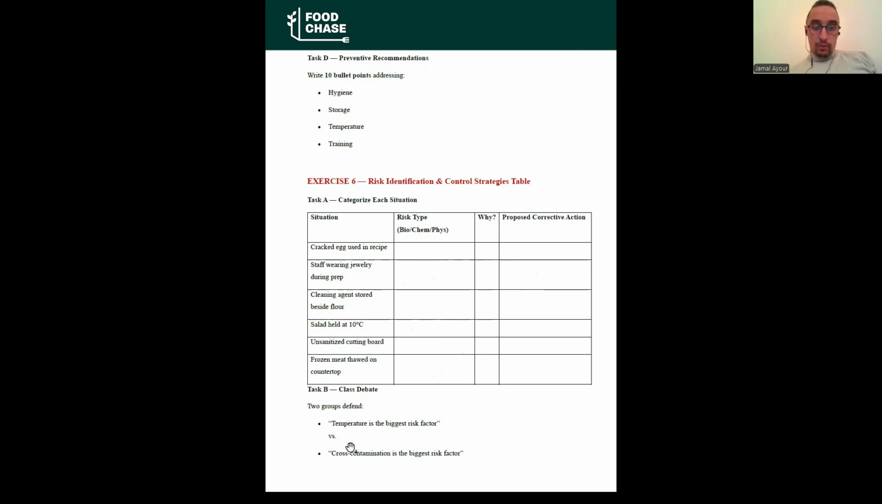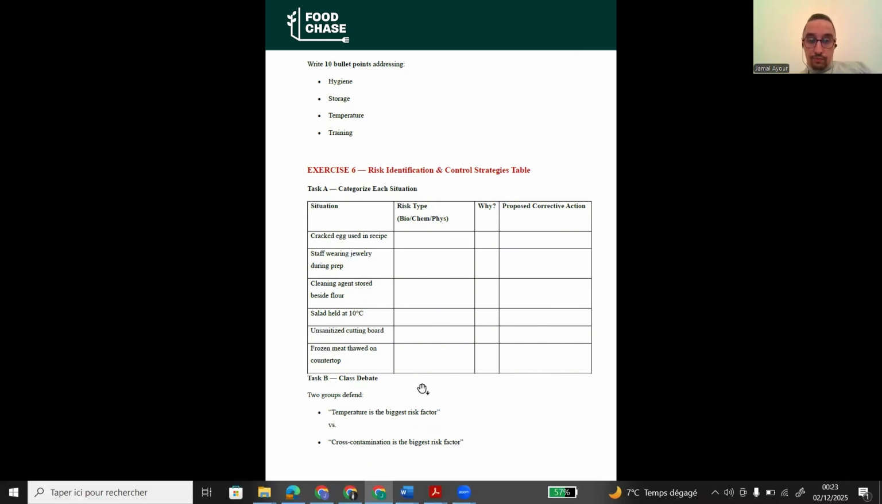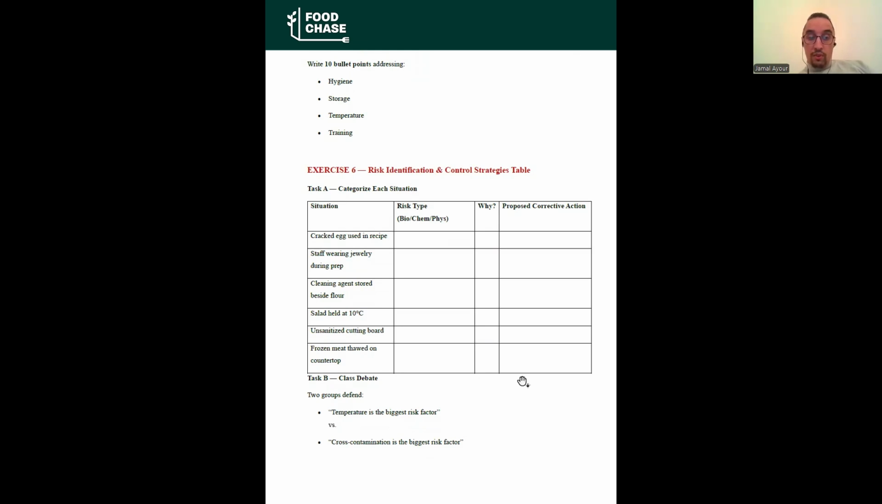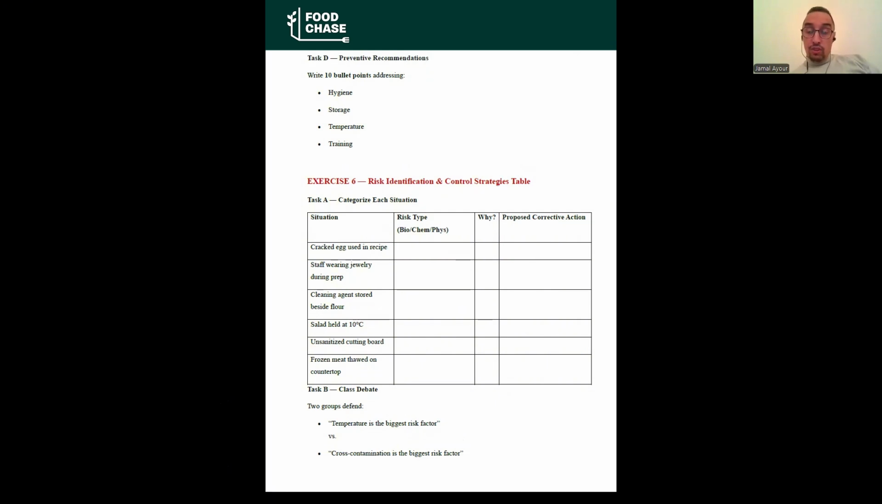And the second one is about a class debate. One group defends that temperature is the biggest risk factor, and the second group talks about cross contamination as the biggest factor. The objective is to compare these two types of dangers and then give the main factors responsible for the dangers. So the objective is to divide the class into two groups.